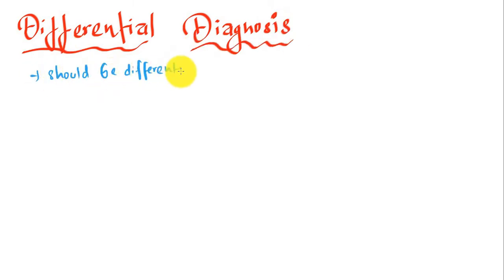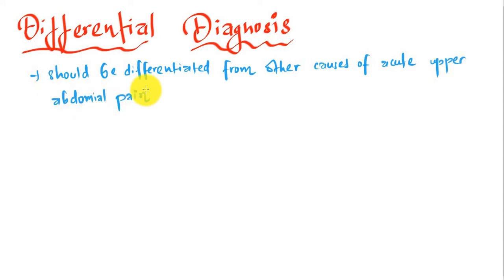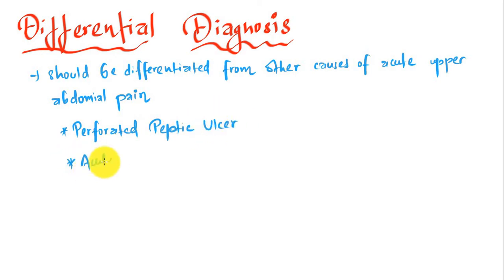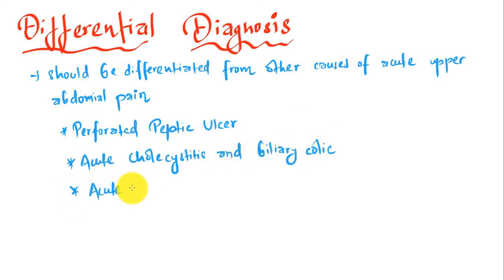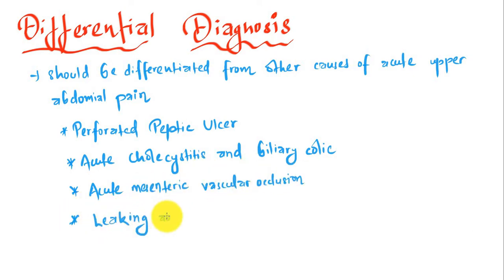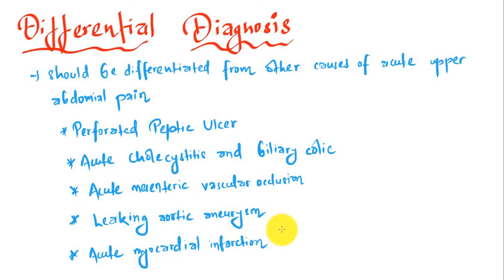So differential diagnosis. It should be differentiated from all other causes of acute upper abdominal pain. The perforated peptic ulcer, which will present as board-like rigidity and tenderness; acute cholecystitis and biliary colic, with pain in the right hypochondrial region; acute mesenteric vascular occlusion; leaking aortic aneurysm; acute myocardial infarction, which can radiate to the epigastrium.